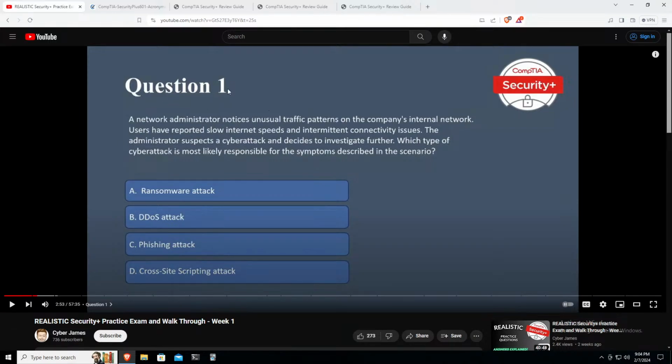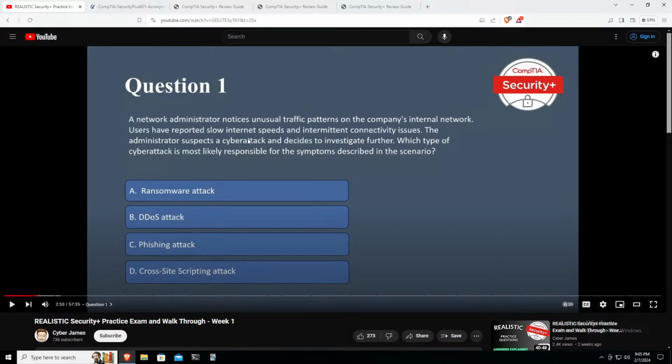Okay. Premise here is network admin notices unusual traffic on the company's internal network. The users have reported slow internet speeds, intermittent connectivity issues. The admin suspects a cybersecurity attack and decides to investigate further. What type of cybersecurity attack is most likely responsible for the symptoms described in the scenario? So let's try to break down the question and answer.